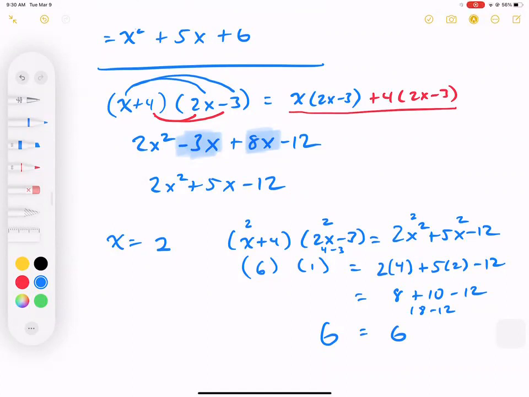Why? Because these are equivalent statements. We're just multiplying them together. What's the difference between 2 times 3 or me writing the number 6? Is there any difference between me writing 2 times 3 or just me writing the number 6?